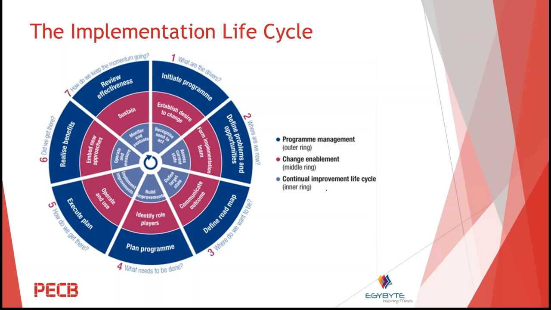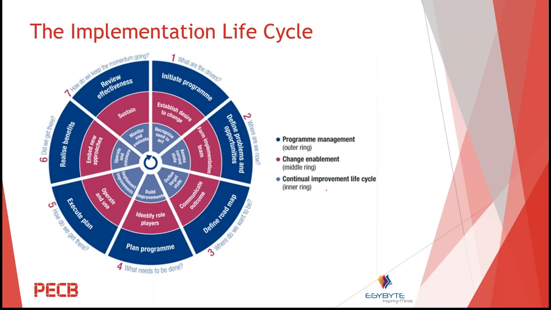Because if we are having our program implemented in more than 6 months, our stakeholders and participants will lose their concentration and their commitment. And what if we have less than 6 months, something like 4, 3, or 5? It will not be enough time to implement a program, not a project. So we need the 6 months to implement our implementation life cycle.